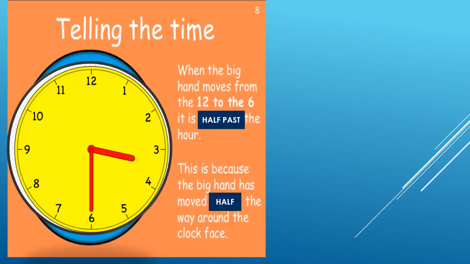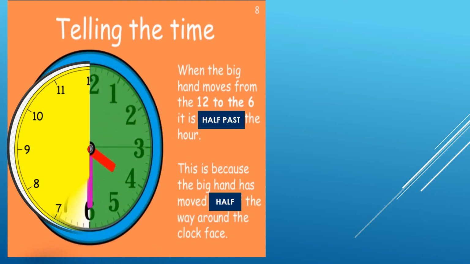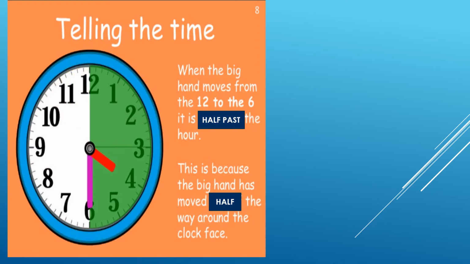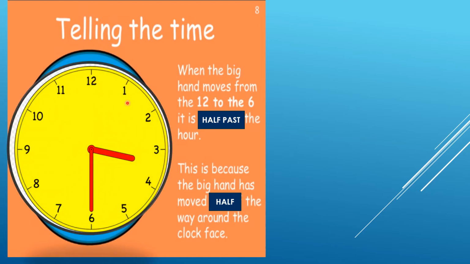So let's proceed. Children, you know that in 1 hour there are 60 minutes and the minute hand goes round the clock once in an hour. It takes one complete round of the clock in 1 hour. So, in half an hour, that is 30 minutes, it will circle half the clock. It will take half round of the clock. So, when the big hand moves from 12 to 6, we say that it is half past the hour which has passed.